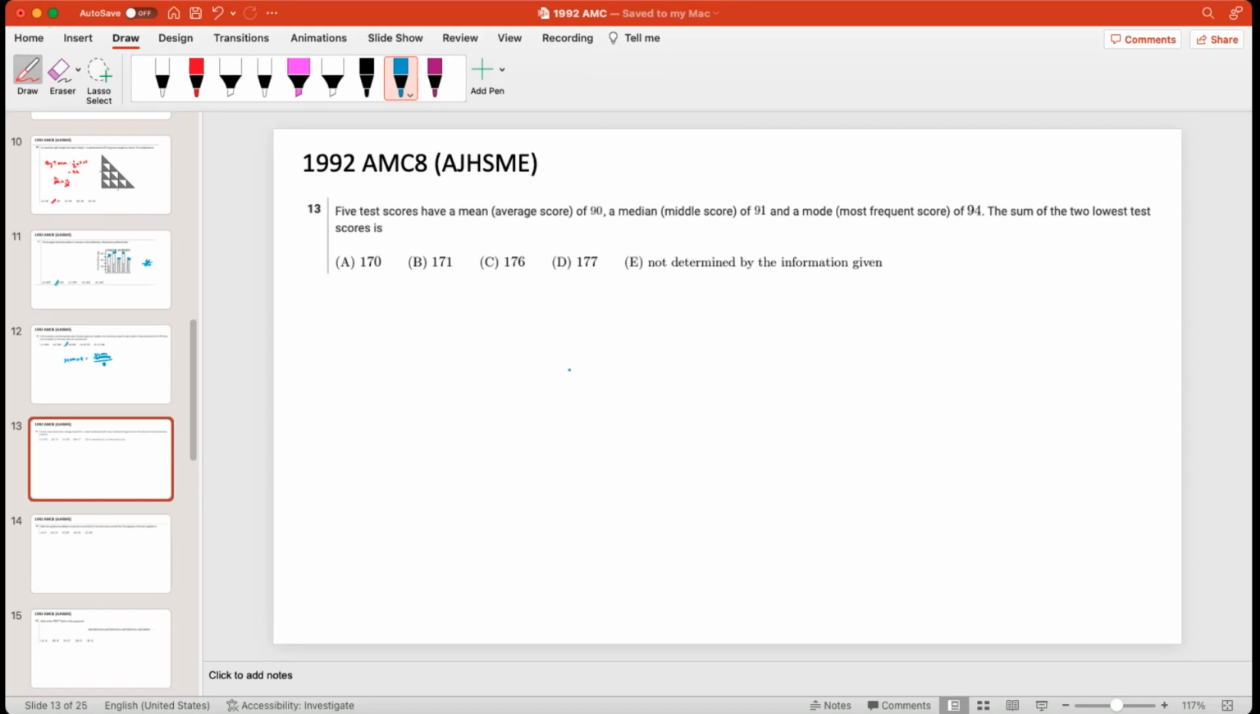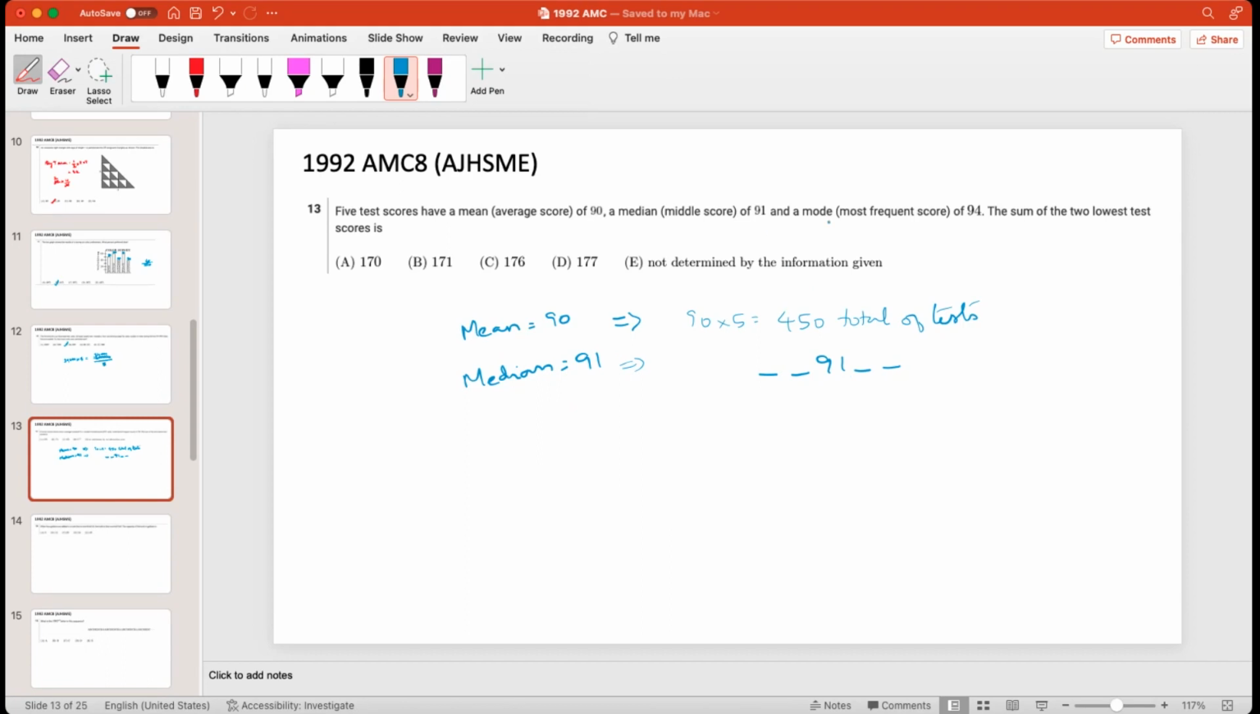Five test scores have a mean average score of 90. So mean is 90. If the mean is 90, five test scores, right? So 90 into 5 is equal to 450, the total of all tests. Okay. Then median is 91. Median is nothing but the middle number. And so because median is 91 and we have 5, it's like this: 91 dash dash. This is how the numbers are.